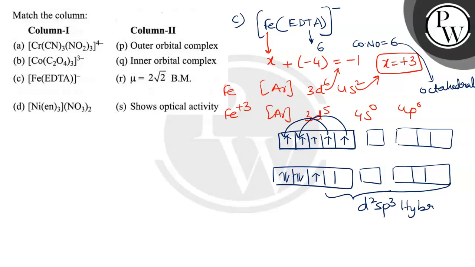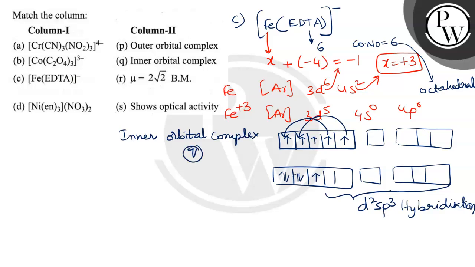d2sp3 hybridization. As the inner d orbital is involved in the hybridization, it is called an inner orbital complex. So the inner orbital complex is in the Q point, so this matches with Q.